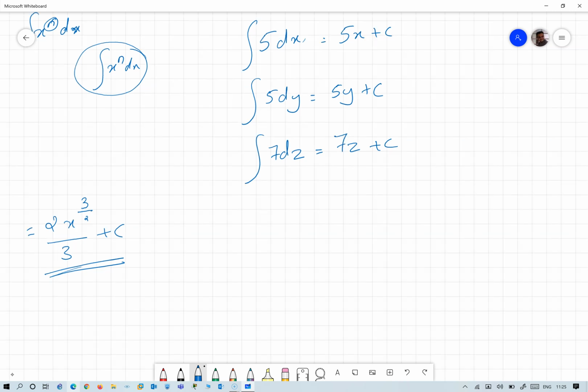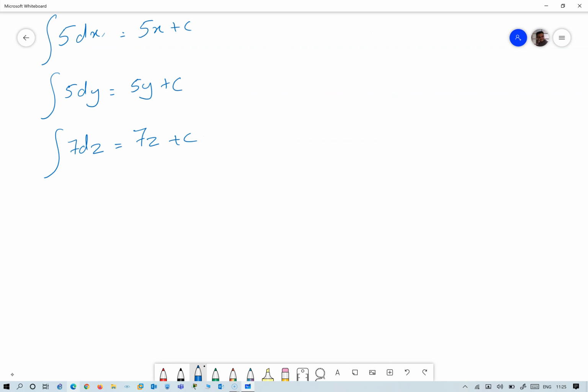Now, let's see how you integrate a question where you have to integrate multiple terms. Let's say integral 1 plus x to the power 7 plus 1 over x square minus root x dx. You may want to pause the video and try it yourself, and then you can check your answer. So like I said before, this is exactly integrating each of these terms separately.